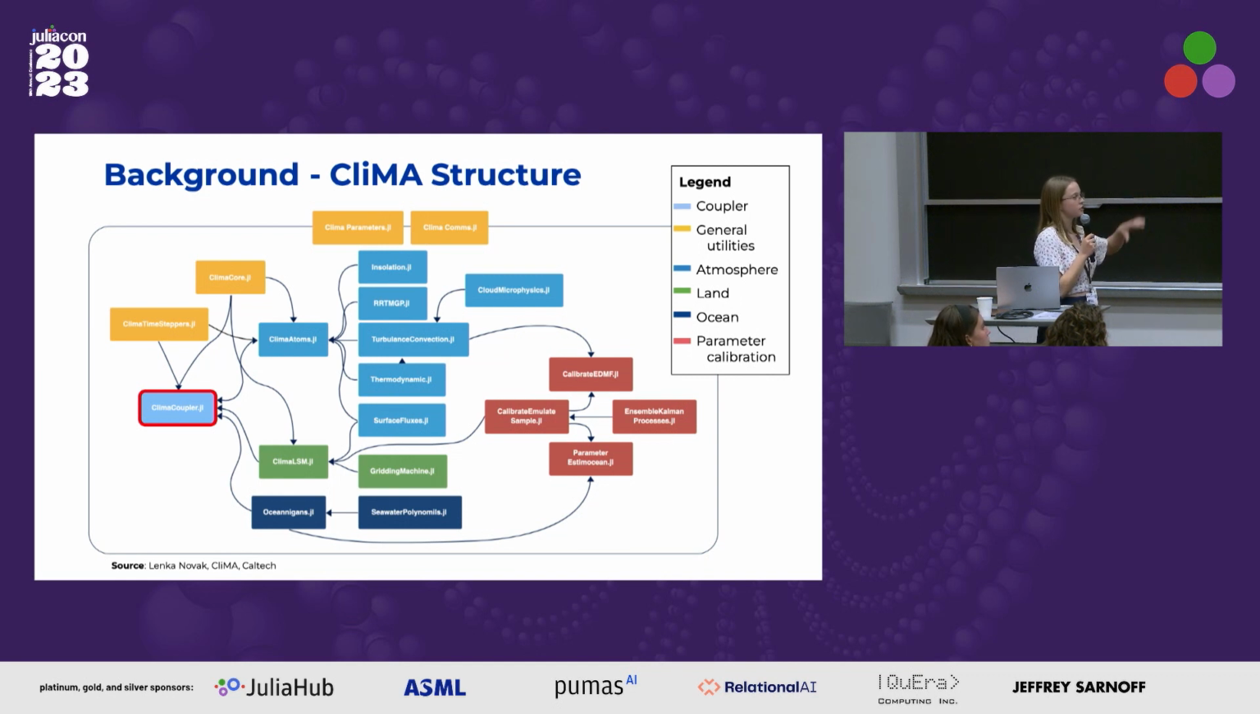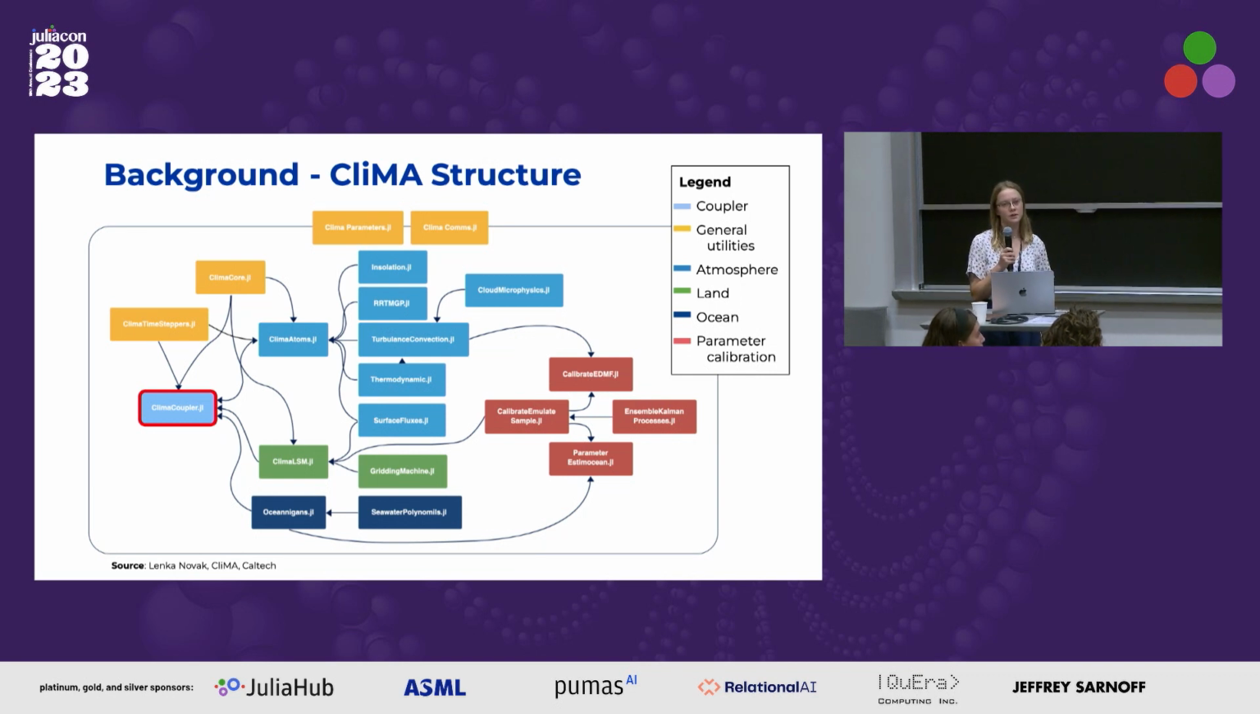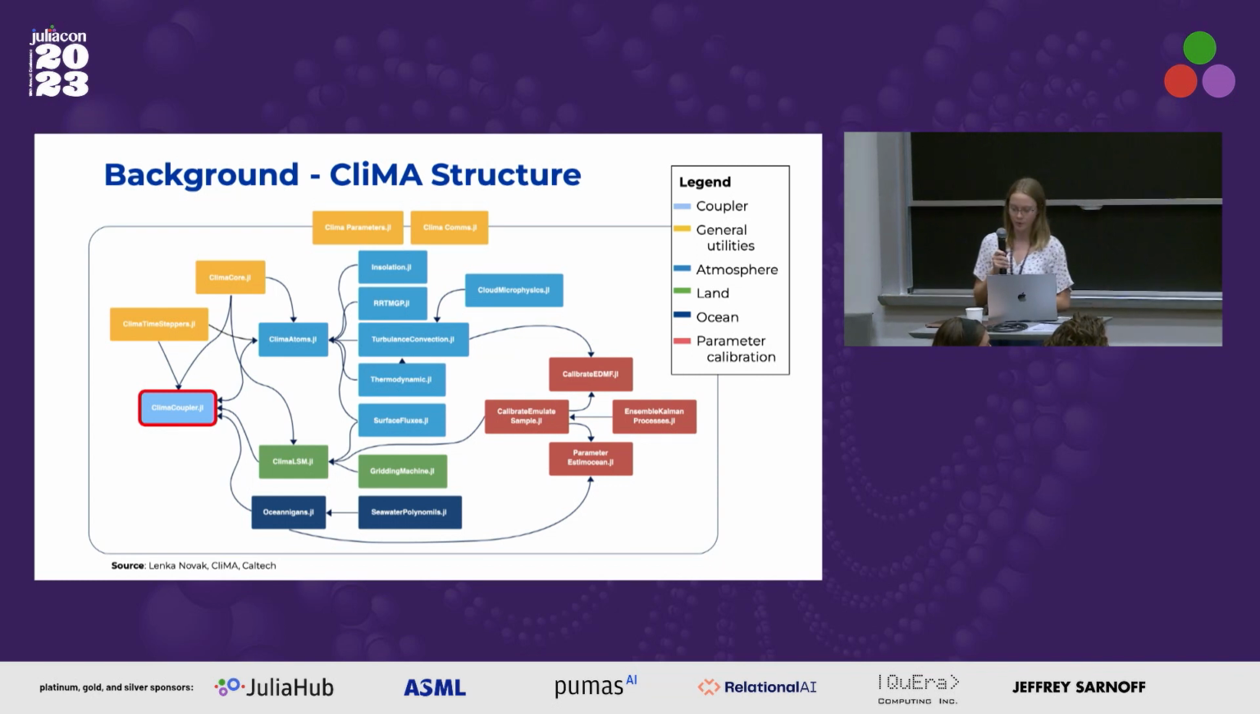Here's an overview of the CLIMA structure, just to give you an idea of the scope of the project. I'm going to be talking about just one of the packages involved in this project, ClimaCoupler, but there's a whole host of packages involved. You can see some are for the atmosphere, some for the land, some for the ocean, and then some utility packages as well. And there are even others that aren't pictured here. So it's a pretty complicated, interconnected web of Julia packages that we're developing.